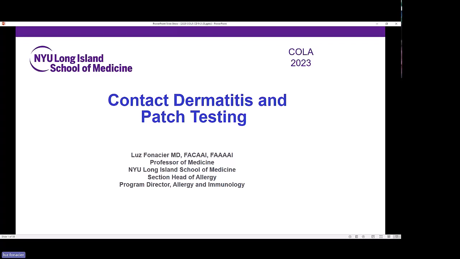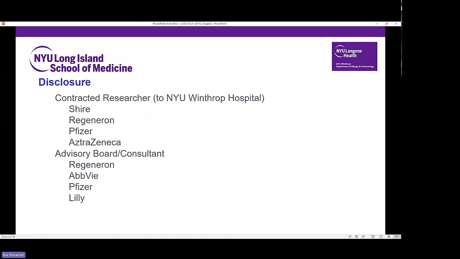Okay, great. So this talk is really geared to trained fellows as well as those who are starting to do patch testing. We have seen an increasing number of referrals and consultations in our allergy, immunology, inpatient and outpatient services on allergic skin diseases. And one of the main differential diagnoses is obviously contact dermatitis. These are my disclosures, none of which will affect our lecture today.